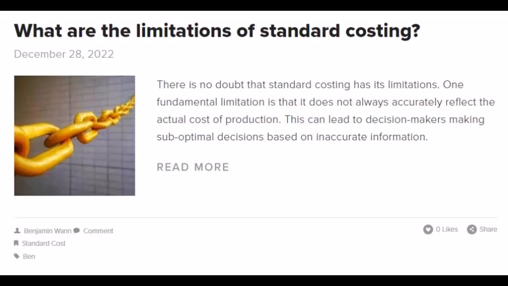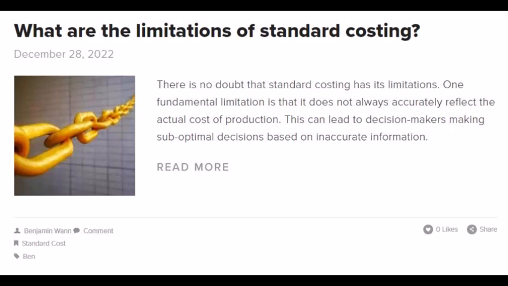What are the limitations of standard costing? Standard costing's most significant drawbacks are that it does not apply to all businesses or types of product. Its method of cost determination is difficult, laborious, and time-consuming, and it necessitates the assistance of knowledgeable professionals. There is no doubt that standard costing has its limitations.